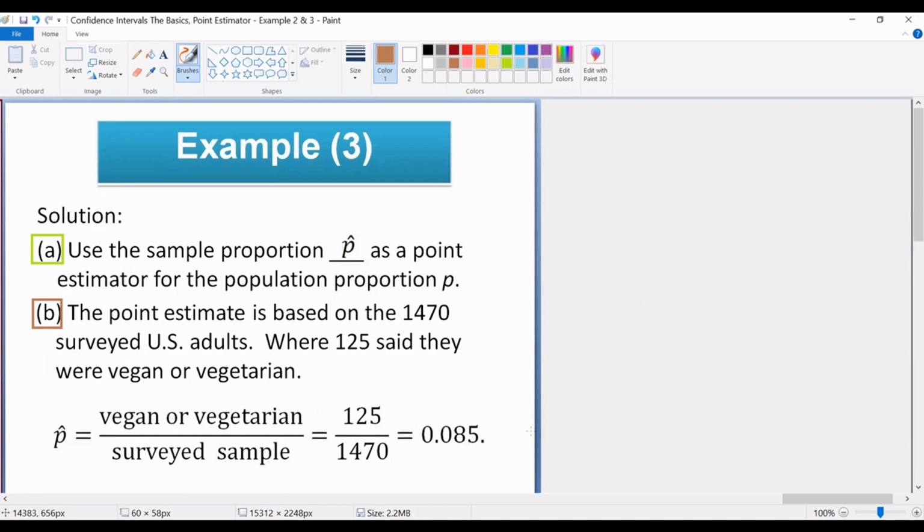This gives us 0.085. And this is perfectly fine. Since we're looking at some kind of proportion, we're looking at some decimal value that's less than 1, because we're really looking at some kind of percentage where 1 is representing 100%. And that's it for our example 3.